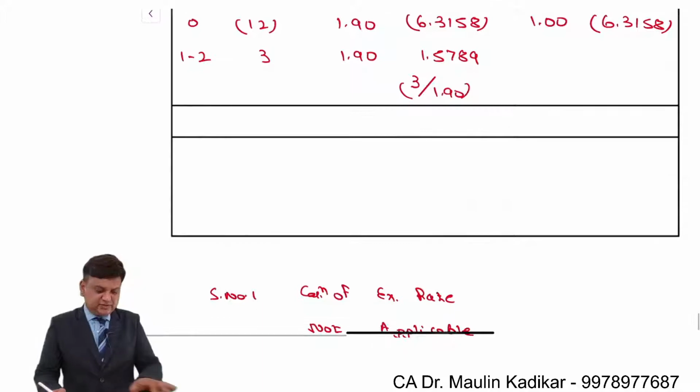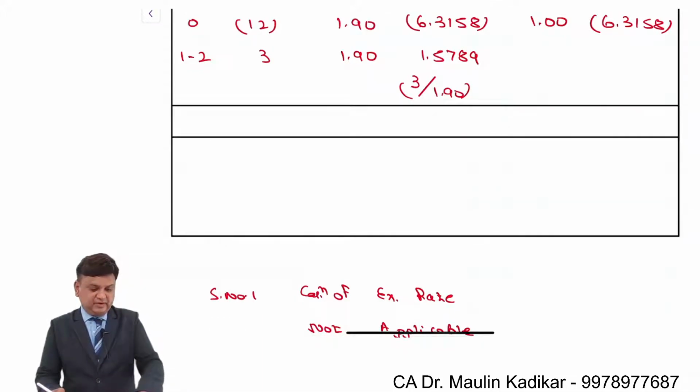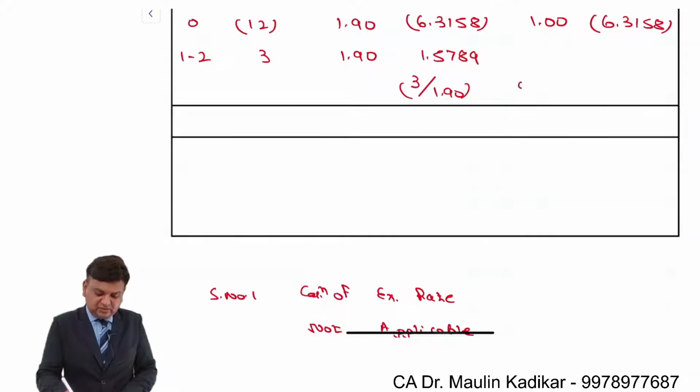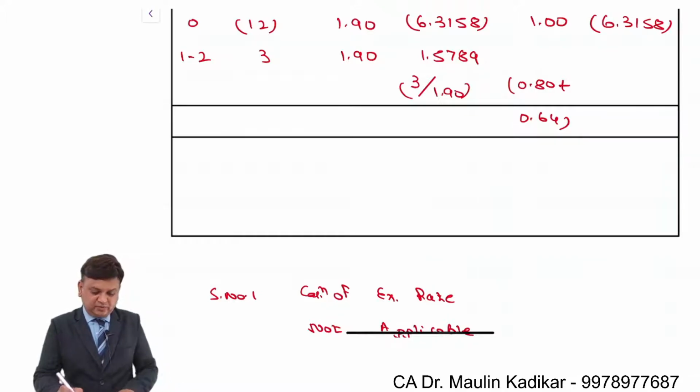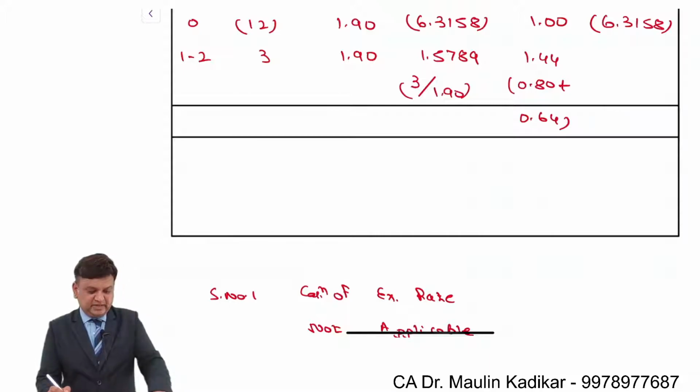Discounting factor for the first year, 1 divided by 1.25 is 0.80, and for the second year it is 0.64. So the total of that comes to 1.44. 1.5789 into 1.44. So it comes to 2.2736.